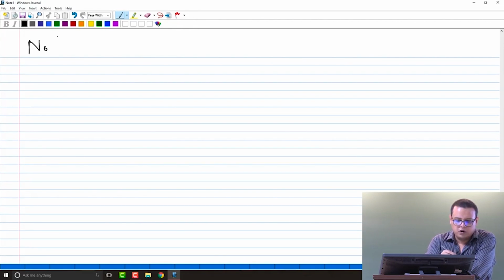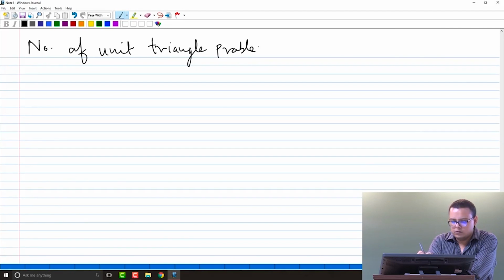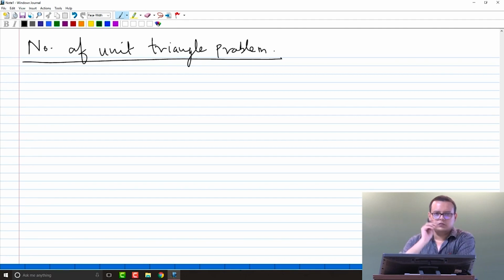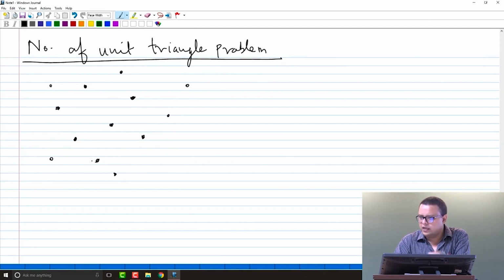Okay. So this is the number of unit area triangles problem. So what was the question? I have points in the plane. I want to know how many unit area triangles I can make with this set of points. That is the question. So how many triplets of points can I have such that the triangle made with these 3 points has unit area? This is the question that you are interested in solving.